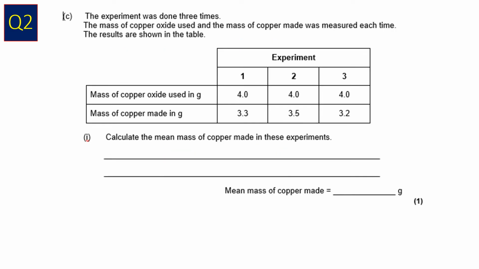We're told the experiment was done 3 times. The mass of copper oxide used and the mass of copper made was measured each time, and the results are shown in the table. Calculate the mean mass of copper made in these experiments. So looking at our results, they're pretty close. There's only 1 mark going here. There's not any anomalies, so I'm just going to add up those 3 numbers for the mass of copper and divide by 3. And that gives an answer of 3.33 to 3 significant figures.